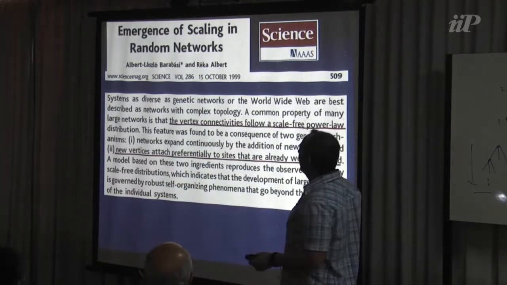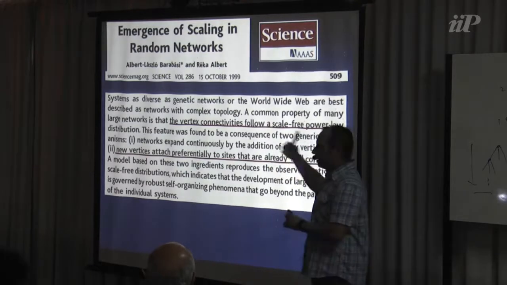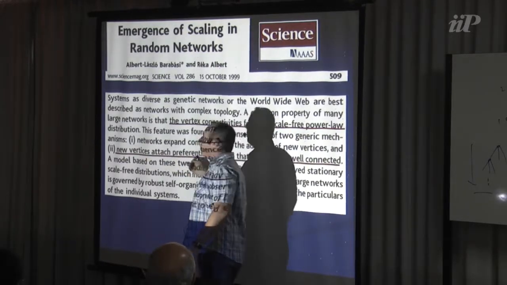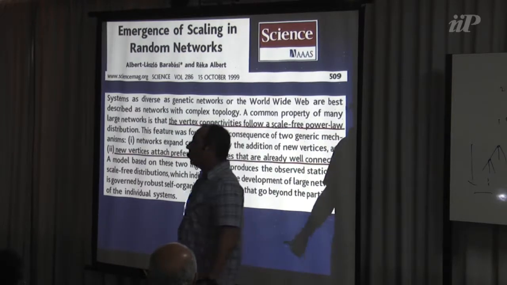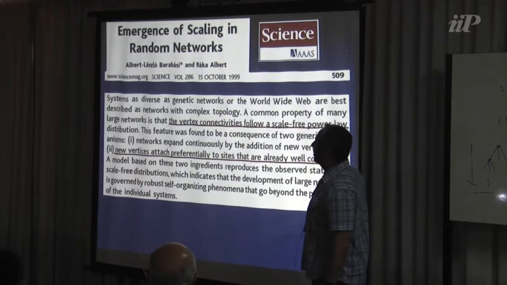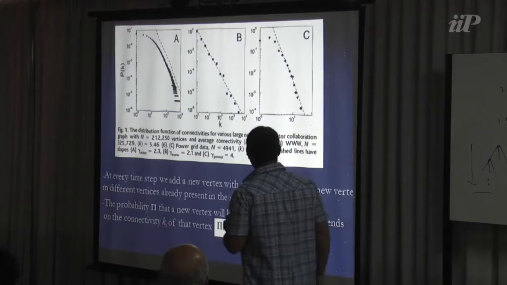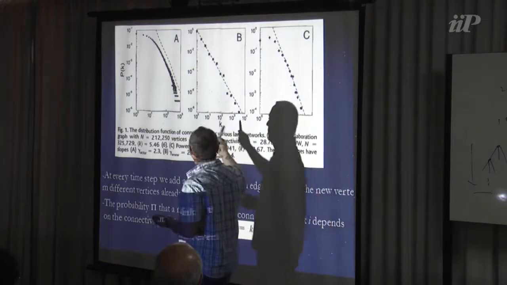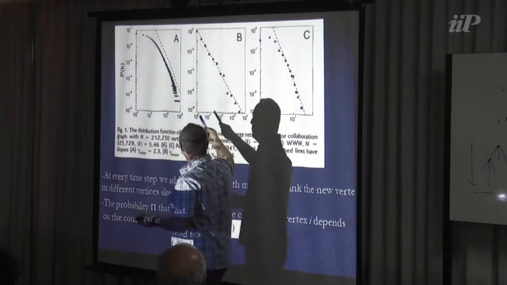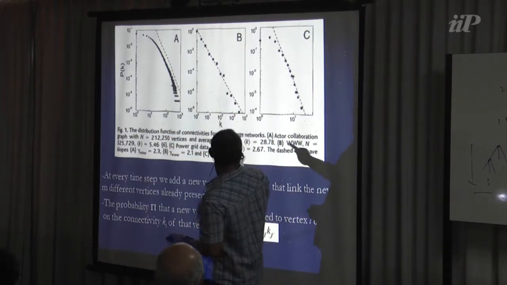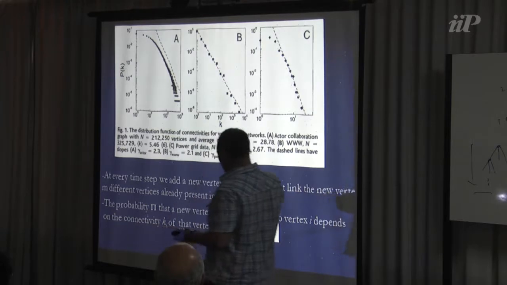This feature was found to be a consequence of two generic mechanisms. So they show a model, and the model is like this: the network expands continually by adding new vertices, and new vertices attach preferentially, an important point of the paper, to sites that are already well connected. And they show stationary probabilities. In the limit of n going to infinity, what is the degree distribution? So they show, for example, that this empirical data, actor collaboration graphs, has this power law distribution. World Wide Web the same, and power grid data the same.